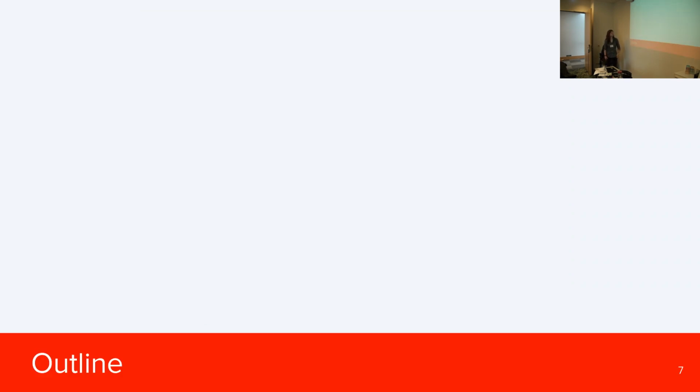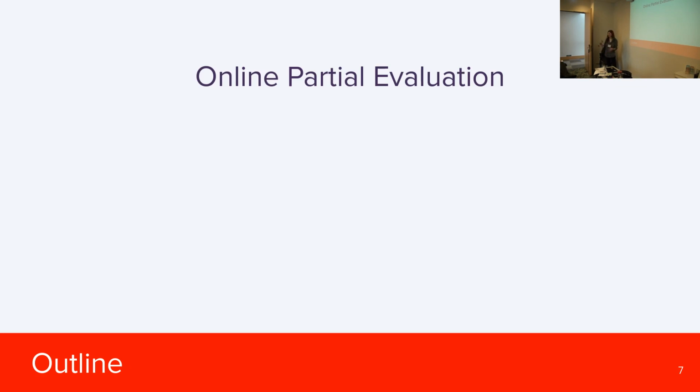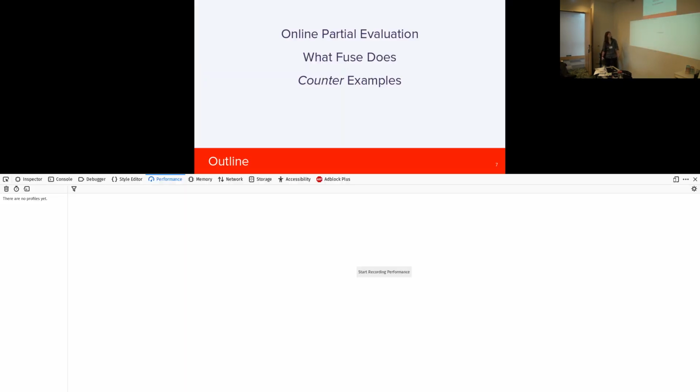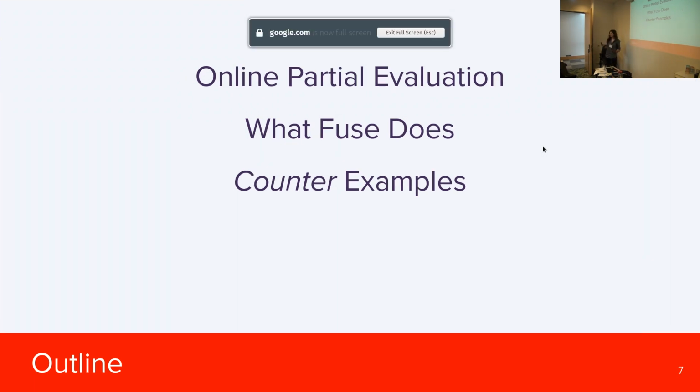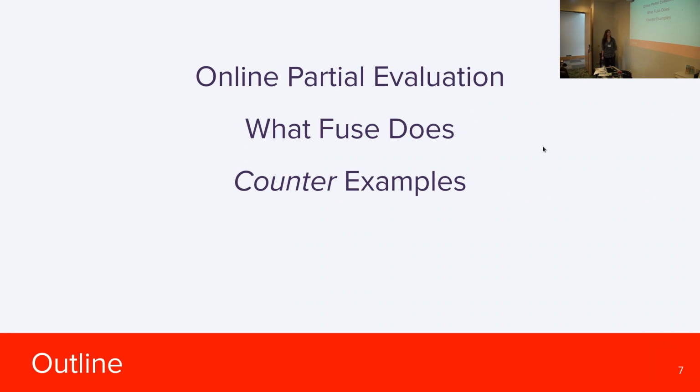All right, so let's get an outline going so we know where we're kind of going with this talk. I'm going to back up a little bit, talk about online partial evaluation and the termination issues that it has. Then I'm going to move on to see what Fuse does to combat these issues. And then finally talk about some, whoa, what just happened? Okay, that was weird. I've never really used this clicker other than the, sorry about that. So don't hit the other buttons, basically. Then we're gonna talk about some counter examples.